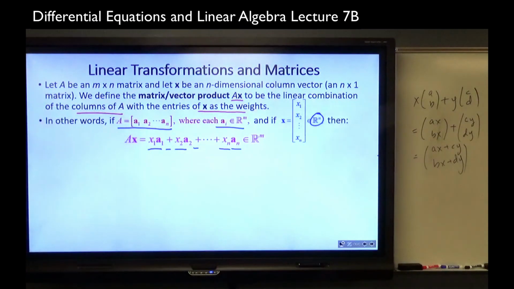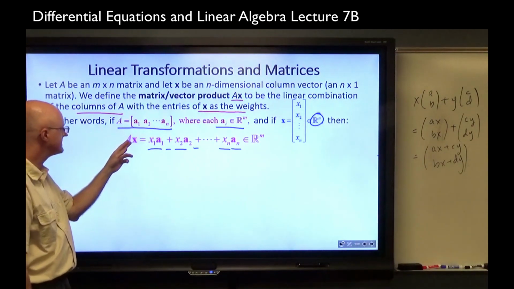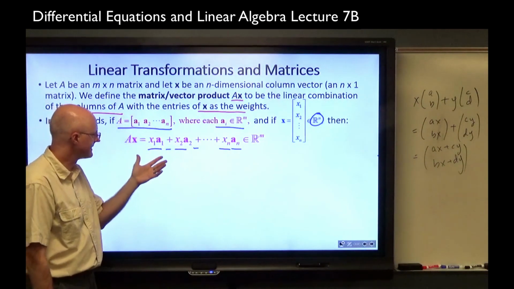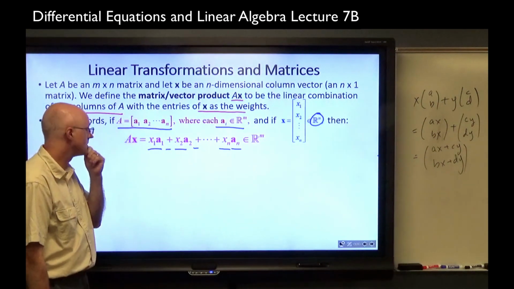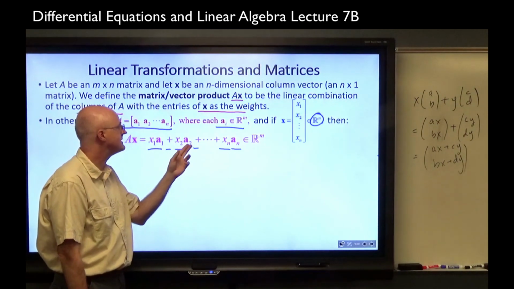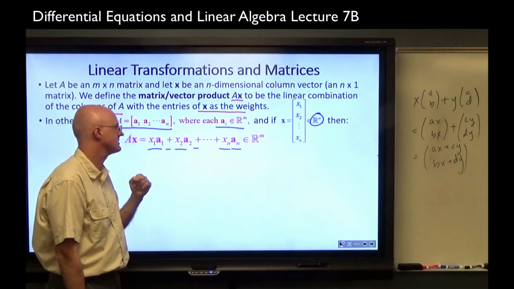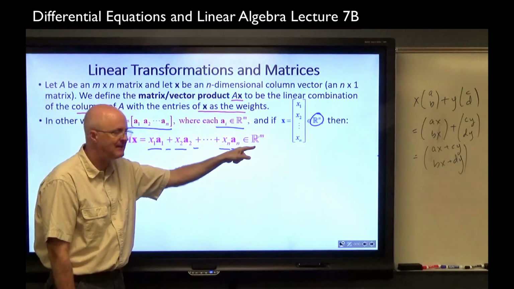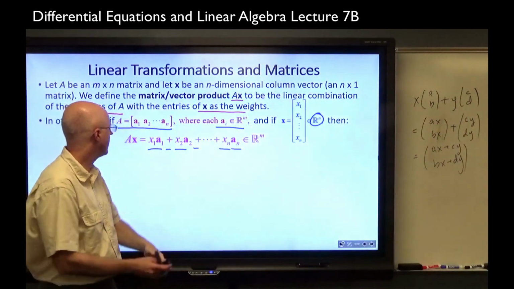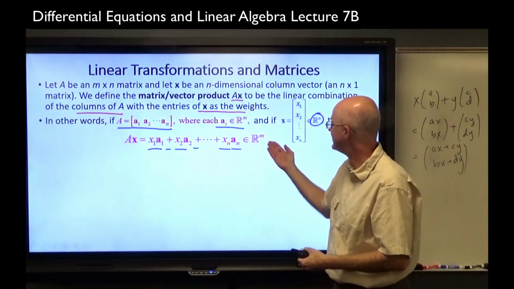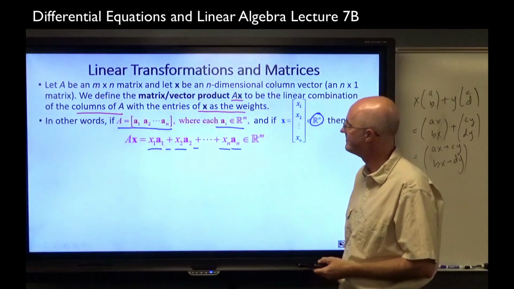Note the non-boldface things and the boldface things. The capital letter A, that's the matrix. Boldface X is a vector. These non-boldface little x's are numbers, scalars, times these boldface A's, which are vectors. And this is in R^m. I didn't have to put this over here to define this thing. I'm just trying to emphasize that the answer is an m-dimensional vector.